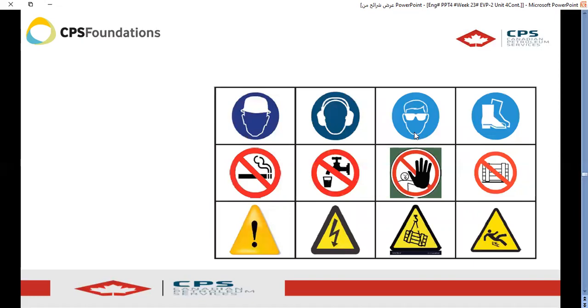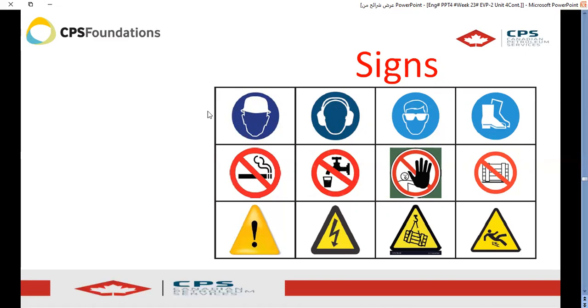These are called signs. Very good. How many types of signs can you see here? You have 3 rows. Yes, this is one type. This is one type. This is one type. Are they similar? No, they are different. How are they different? The color, yes. Some of them are yellow and black, yes. Some of them are red and white, yeah. Some of them are blue and white.